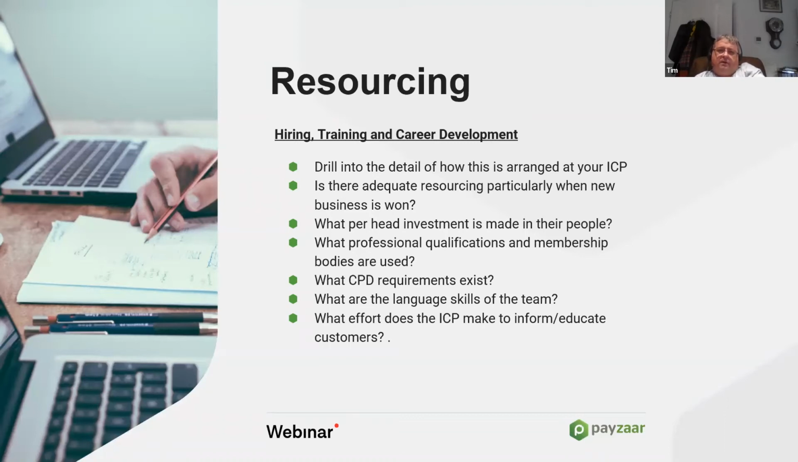Ask them what their per head investment is in their people in terms of training costs and what professional qualifications they require their people to have. For example, in America, you would expect everyone to have an APA qualification. If people didn't, you'd want to know why, really. It's the professional body of the industry. You expect people to be appropriately qualified to undertake our profession.